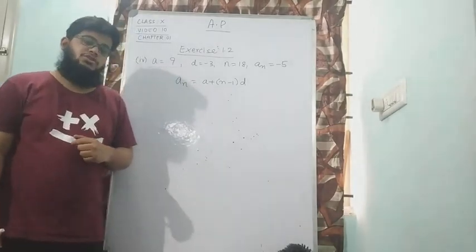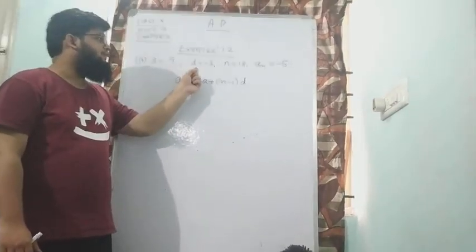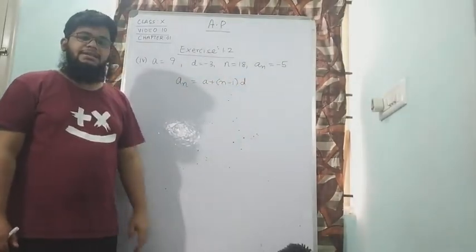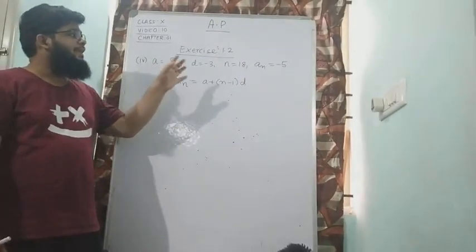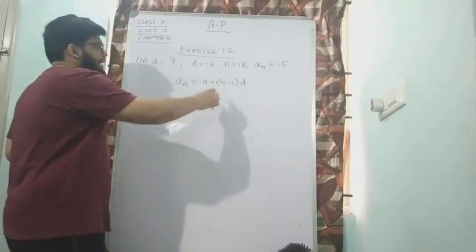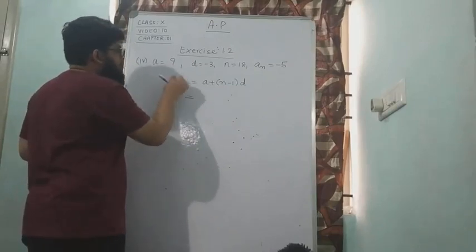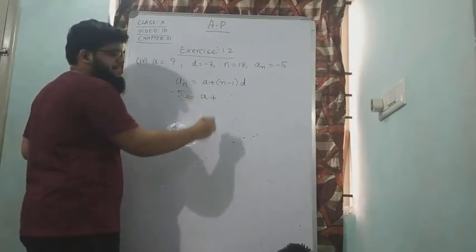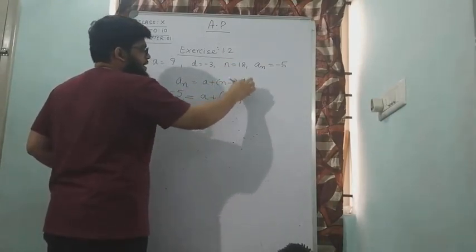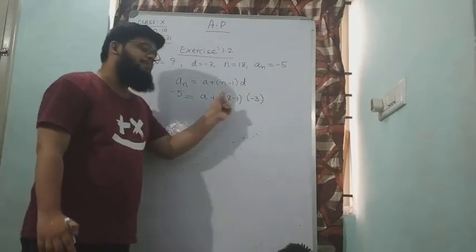So according to the question on the board, the value of a is missing, which we should find out. The value of d is minus 3. The value of n is 18. And the value of an is minus 5. So depending upon these values, let us try to find out the value of a which is missing. An is minus 5, so in place of an I write minus 5 is equal to, the value of a is missing, so I will keep a as a, plus n is 18 minus 1 and d is minus 3. So we will write d as minus 3 in bracket.